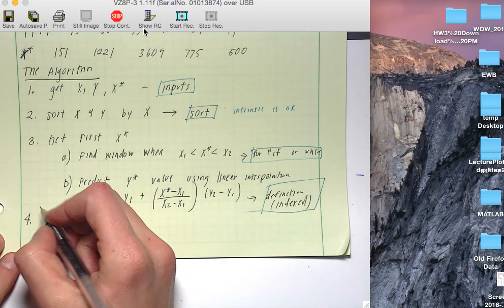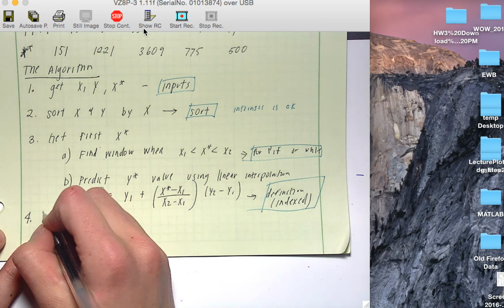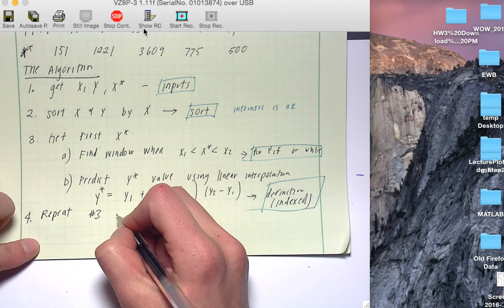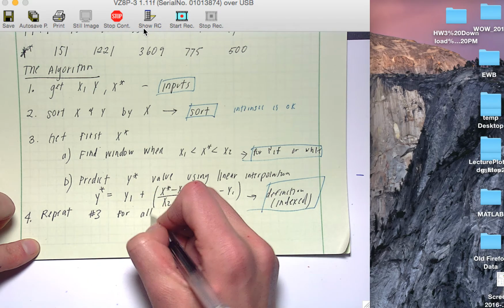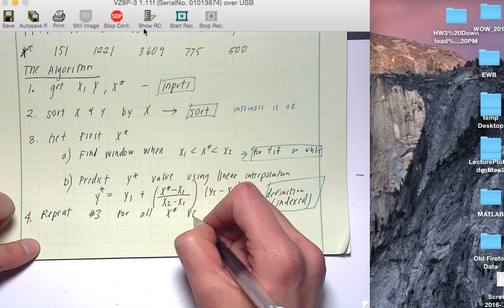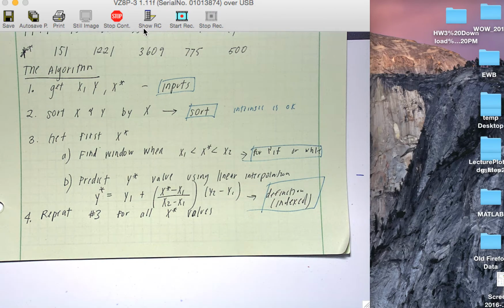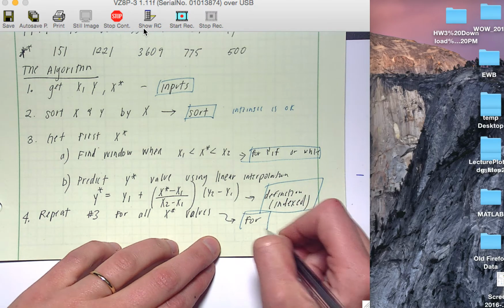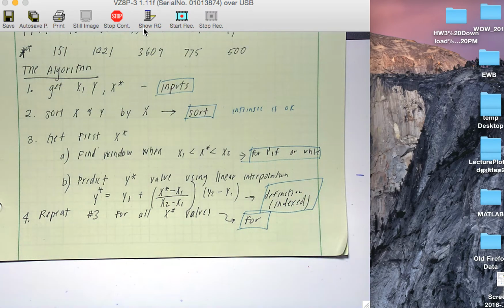So then you basically need to repeat step 3 for all of your x star values. And anytime you see the word repeat, that should make you think loop, usually for loop, or a while loop. You can do either, but a for loop, because we do know how many times we're going to run it. We're going to run it for however big x star is.